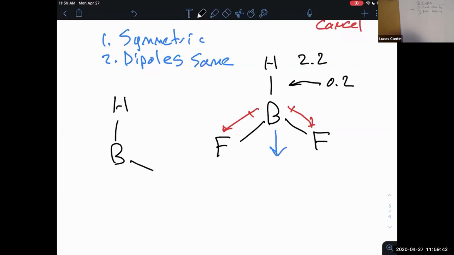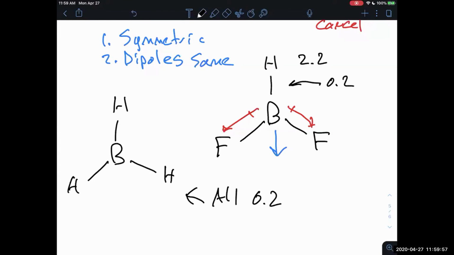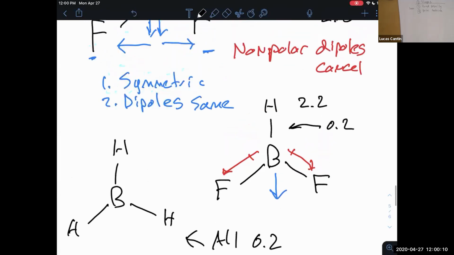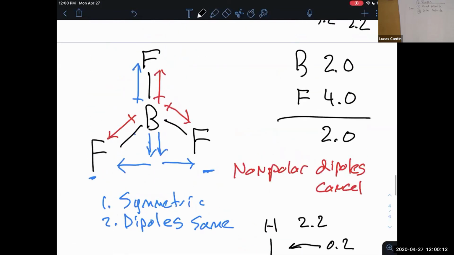What about BH3? All bonds are 0.2. It's my analysis of this molecule here. What would we say? It's nonpolar. It's nonpolar. So it's symmetrical, but it fails on step one. There are no polar bonds, right? So this one fails on step one. This one fails on step two over here. This one is a symmetrical molecule, but the dipoles cancel, right?